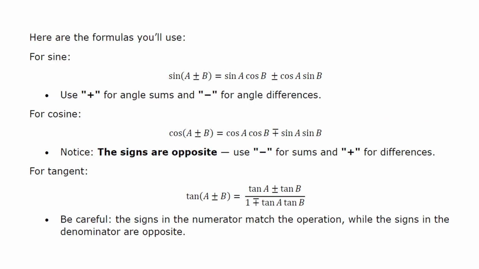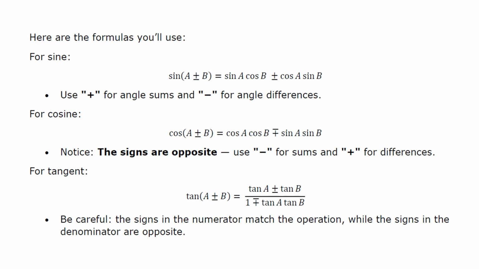Here are the formulas you'll use. For sine, we have the sine of A plus or minus B equals the sine of A times cosine B plus or minus cosine A times sine B. So we use this plus sign for the angle sums and the subtraction sign for angle differences. So if it's plus two angles, then in the formula we will use the plus sign. If it's minus two angles, then we will use the minus sign in the formula.